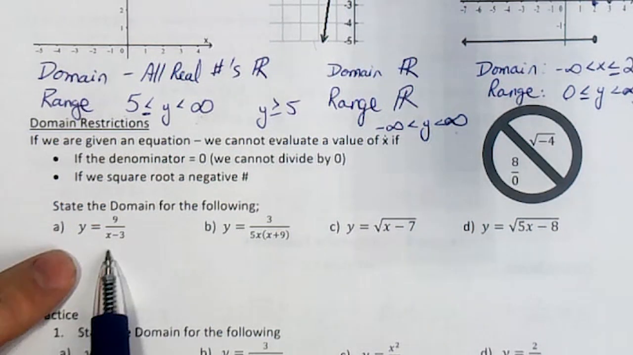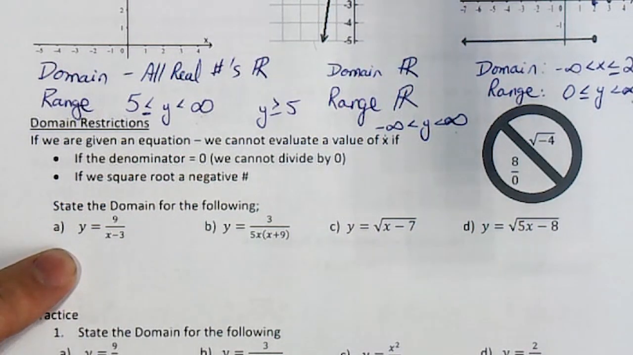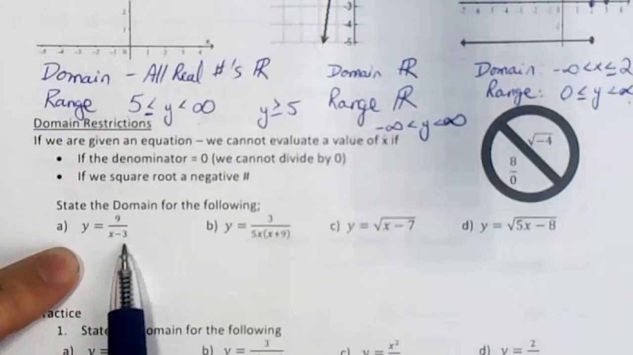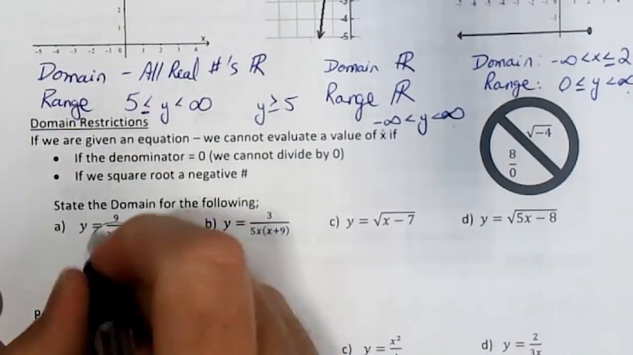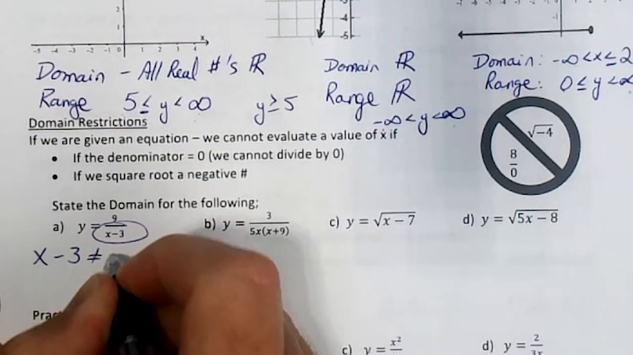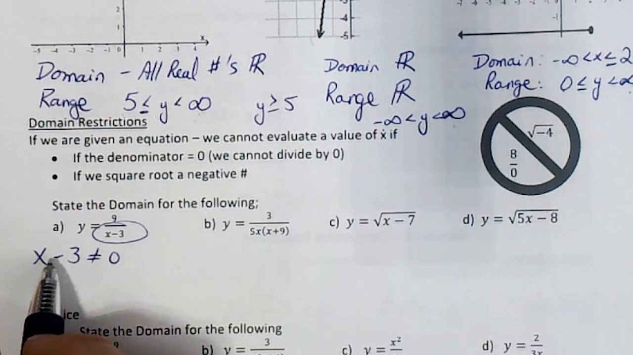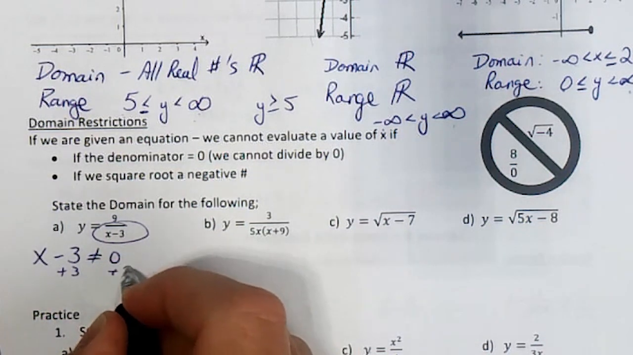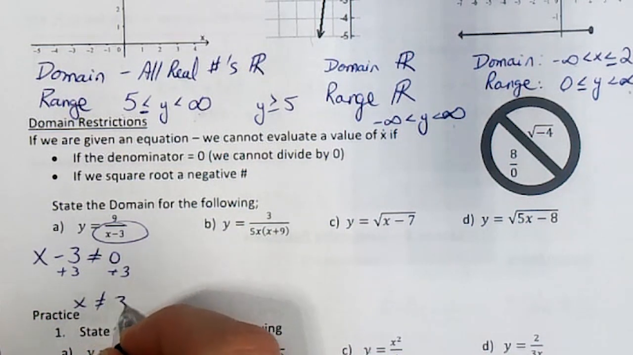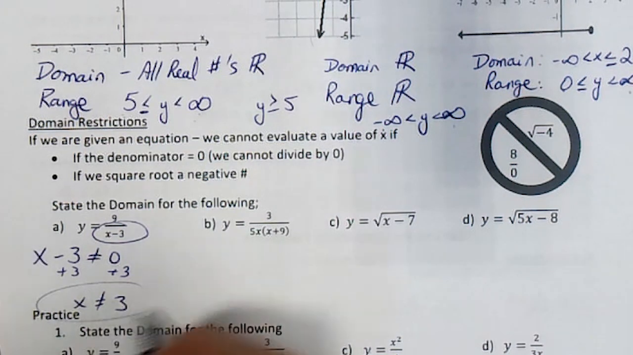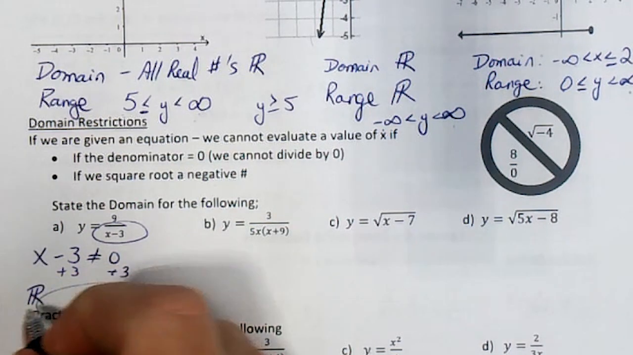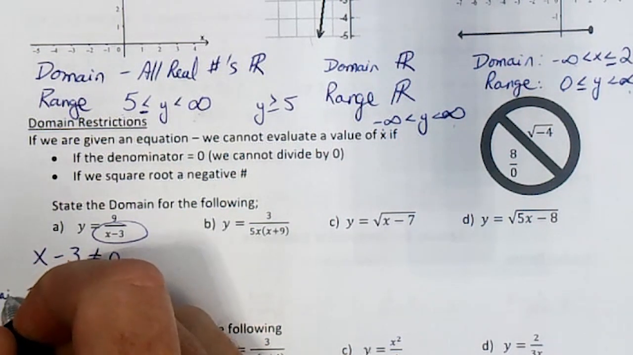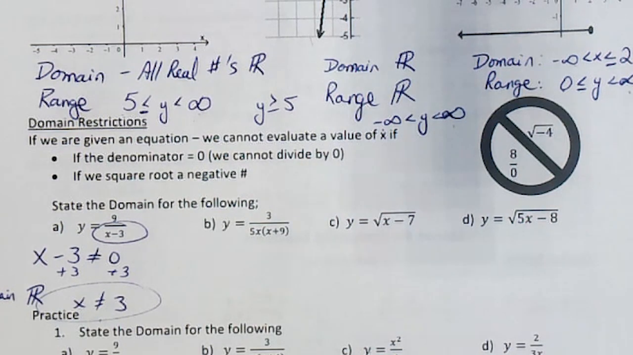So, if we look at the first one, state the domain for the following. And for both of these, we're looking for things that can't go into it. Now, there's no square root sign, so we're good there. We just can't have a 0 on bottom. So x minus 3 cannot be 0. So if I do algebra, I add 3. X cannot be 3. The domain is all real numbers except x cannot be 3. So I'm just going to write that in. Domain is all real numbers, x cannot be 3.